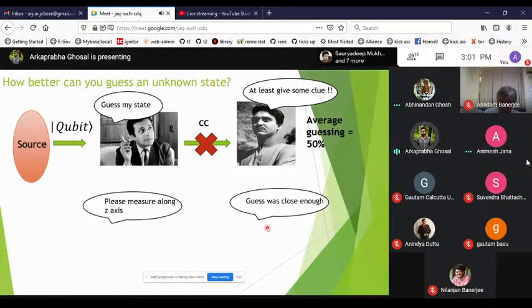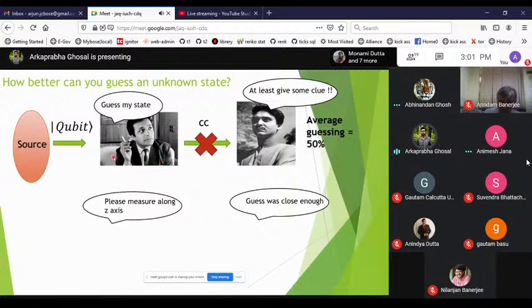Let us define a game. Let us play a game. The name of the game is how well can you guess an unknown quantum state. So this is the building block of quantum teleportation. Suppose we have an information source, and we have 2 players, 2 celebrities. Each celebrity can access 2 subatomic particles or 2 quantum particles.